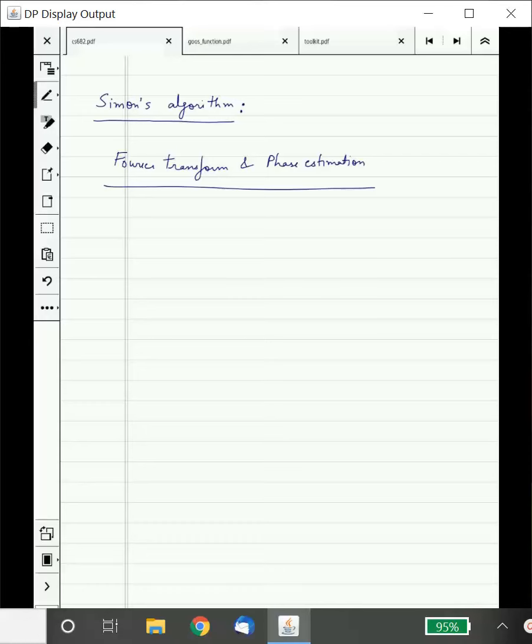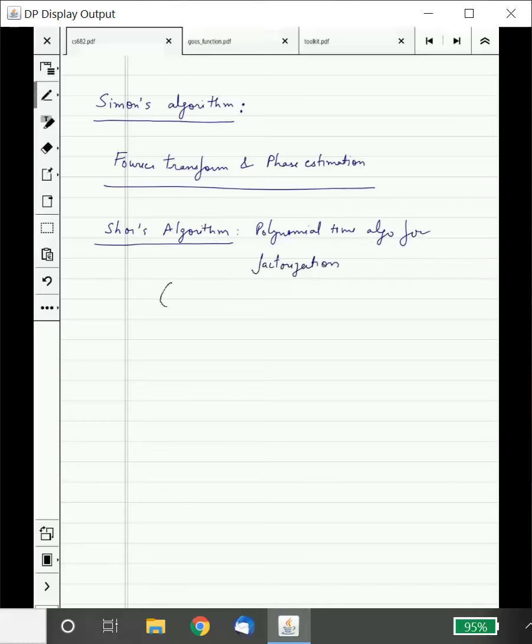We will take a path now which will take us towards Shor's algorithm. This is the polynomial time algorithm for factorization. Importantly, no such classical algorithm is known. This is one example where it seems that quantum algorithms do much better than the classical algorithms.